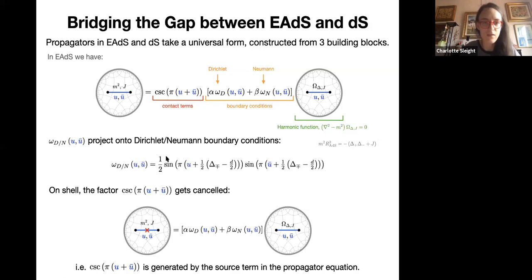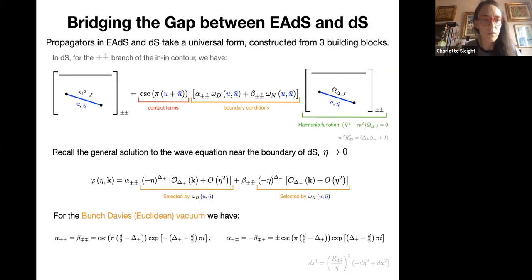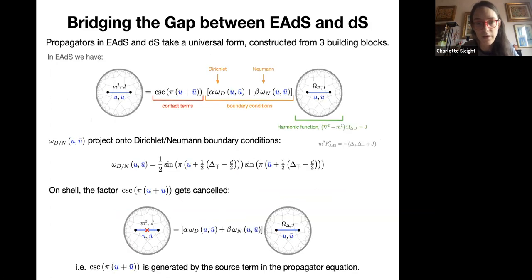Okay, so this is the form of bulk propagators in Euclidean AdS. So moving over to de Sitter, within this in-in formalism, to each field there are associated 4 propagators, since the 2 points in the propagator can each sit either on the plus or minus branch of the in-in contour. So there are 4 in total, because this can be plus or minus, and this can also be plus or minus. And each of these propagators takes the same form as their AdS counterparts.